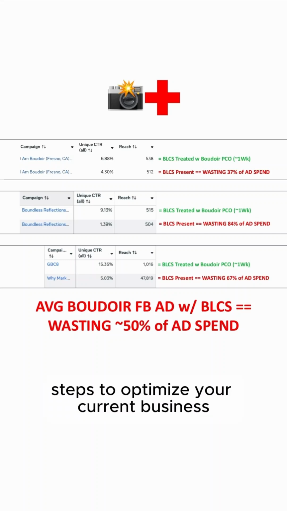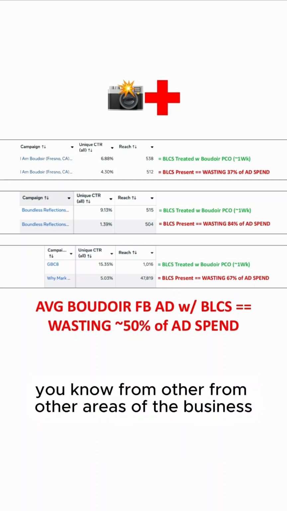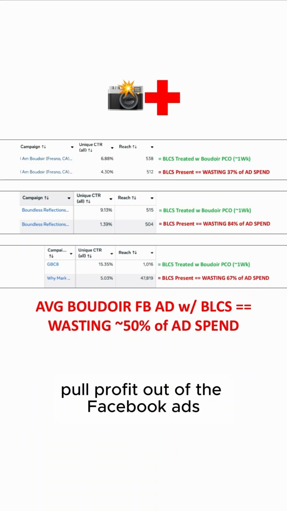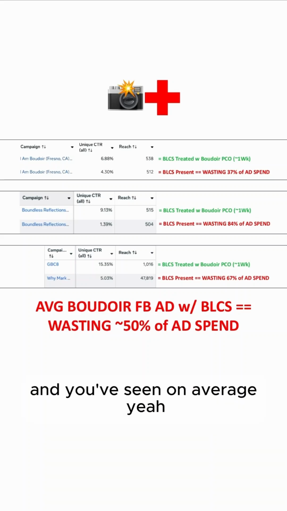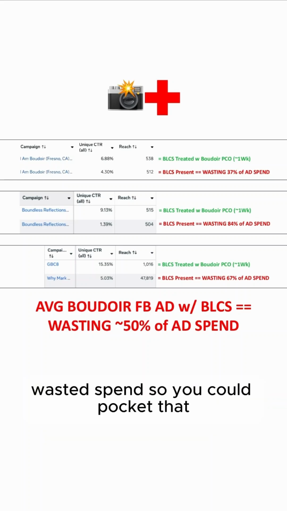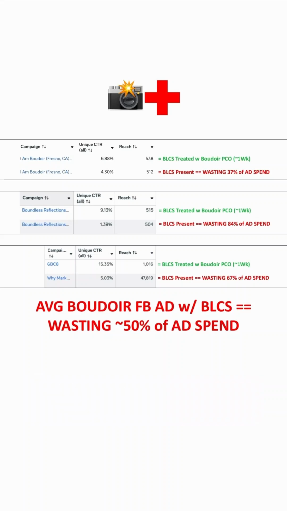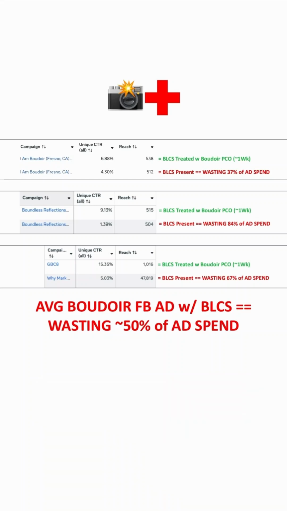And you're already taking steps to optimize your current business, pull more profit out of it from other areas of the business. You've decided now you're ready to pull profit out of the Facebook ads portion of your business, optimize that, and actually pull some profit out. And you've seen on average, yeah, we could probably eliminate about 5K a month in wasted spend. So you could pocket that, not have to pay that to the Zuck anymore. Approximately 60K over the next 12 months back in your pocket, no longer being wasted.